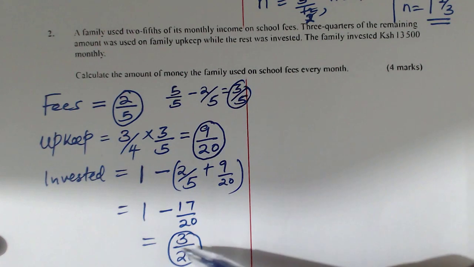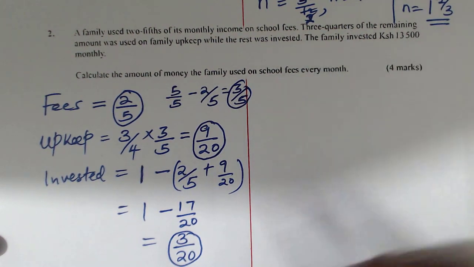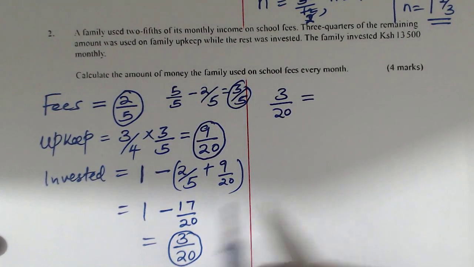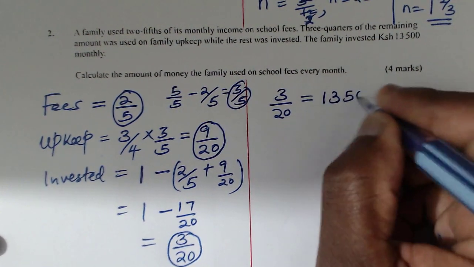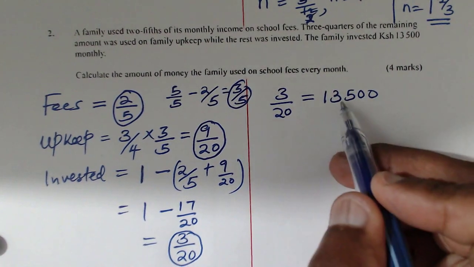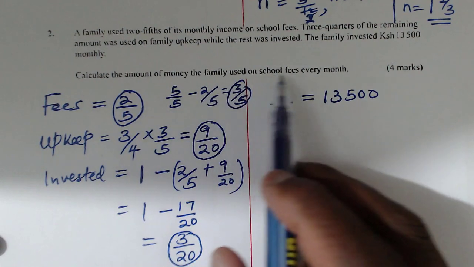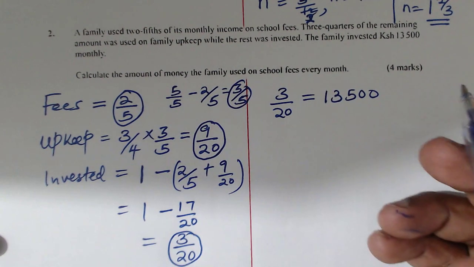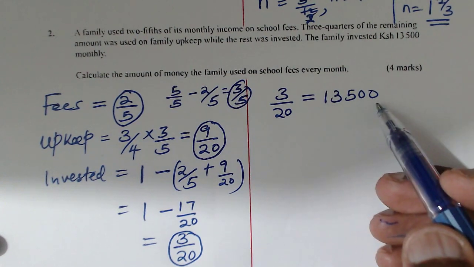So we have the fees, we have the upkeep, and also the invested. Now we have all the fractions. Now the family invested 13,500 monthly. So 3/20, which is the fraction that represents the investment, is equal to 13,500. Given these, calculate the amount of money the family used on school fees every month. So 3/20 is equal to 13,500.